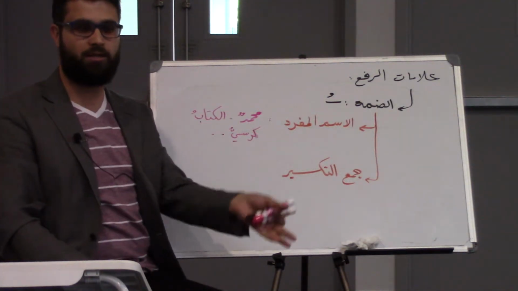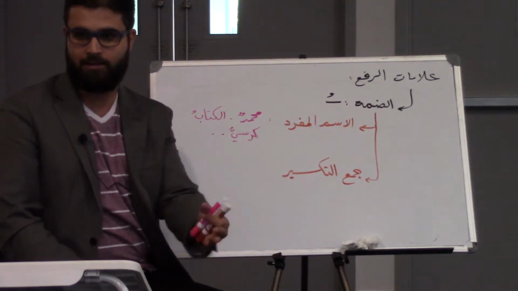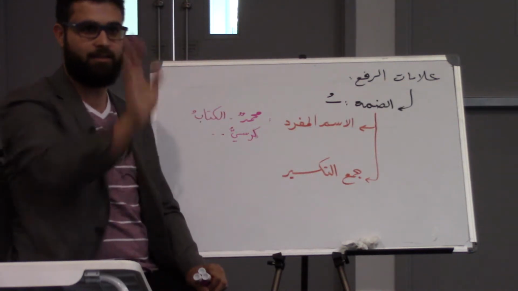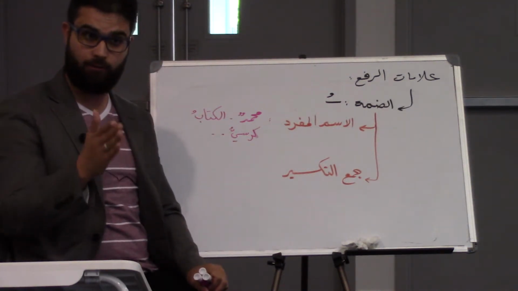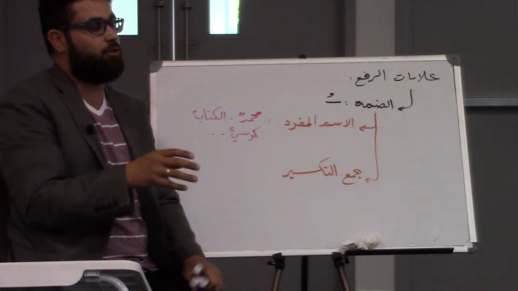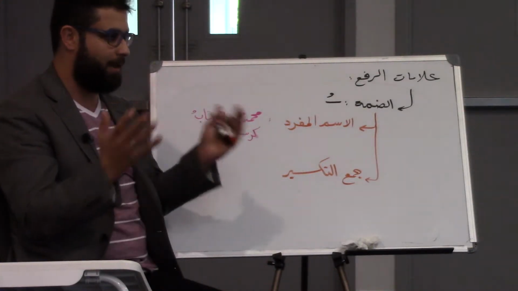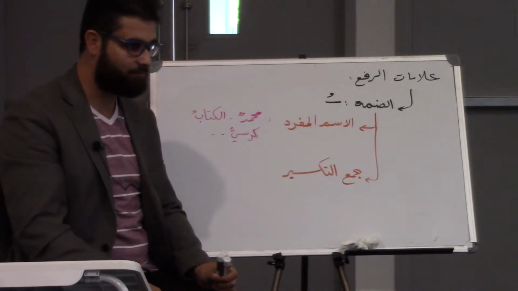Now in English, most of the time you just add an S to it, right? Just put the S at the end of it, khalas, it's plural. In Arabic there are similar ways, but sometimes you turn a word into plural in a broken manner.